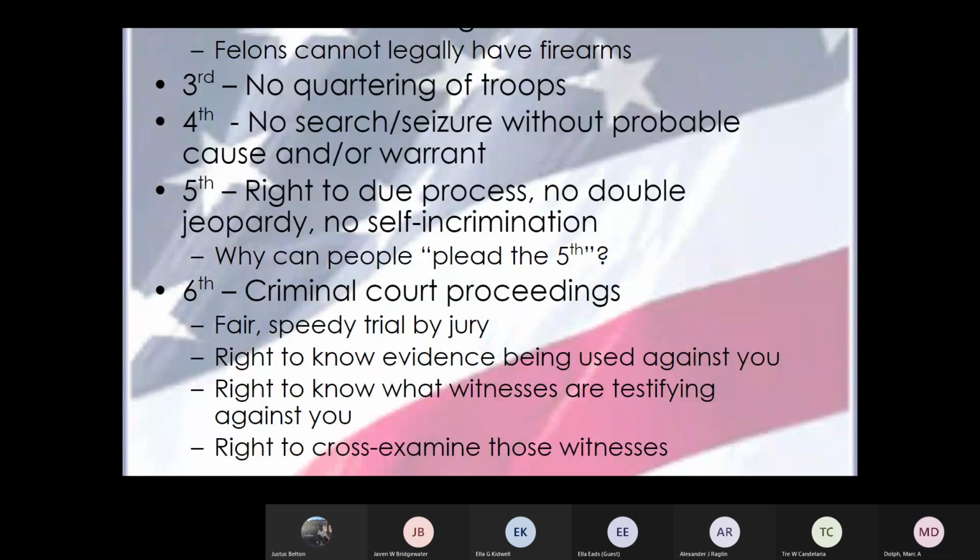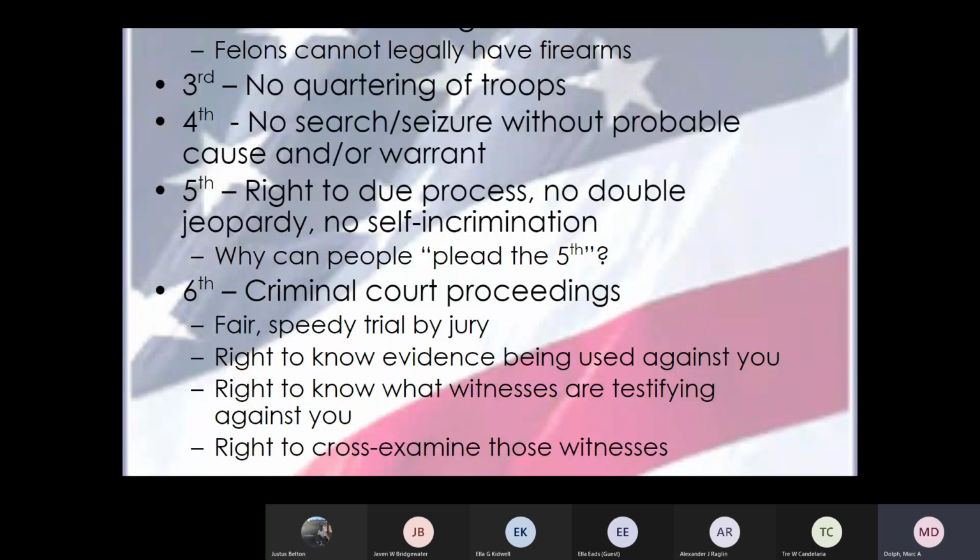Number 3, no quartering of troops. We talked about this. If I join the National Guard or something, I can't just be like, this is my Airbnb right now, and I'm paying $0, and you guys have to make me breakfast. All right, I can't do that. It's not happening under the Third Amendment.